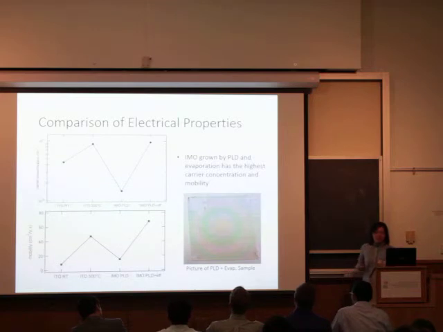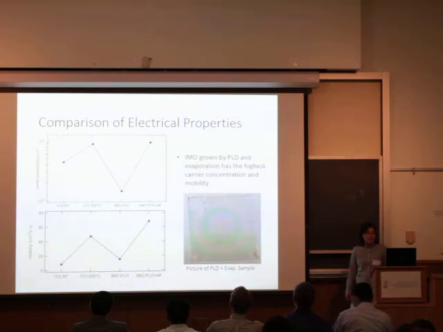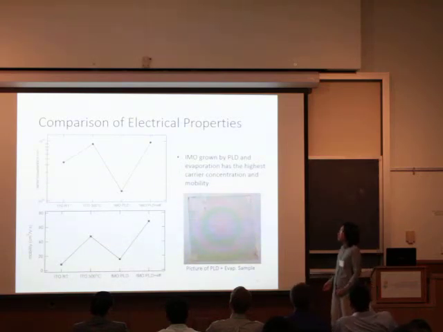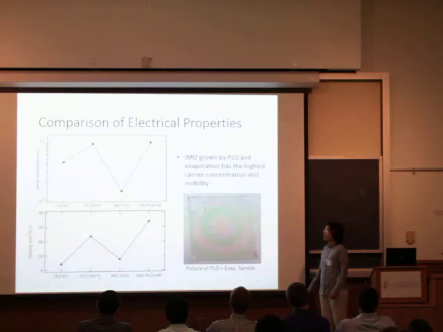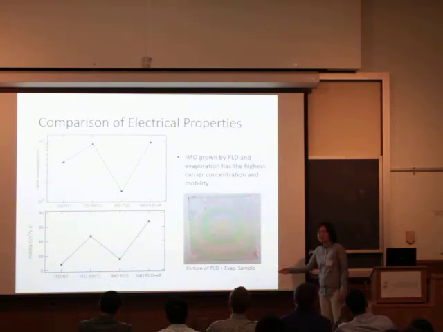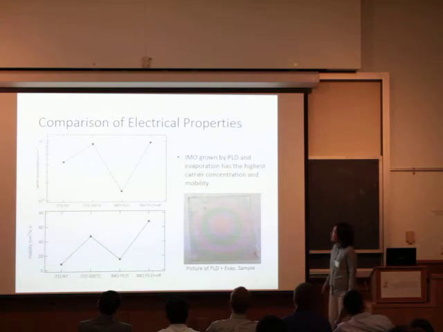So the question is, were we successful? I have the same figures here from earlier, plus the Hall effect results on the right from the sample of IMO that we were able to deposit using PLD and evaporation. As you can see, in both cases, our new sample of IMO grown by PLD and evaporation was vastly able to outstrip anything else from the competition, especially in terms of the mobility, which we were looking for because we wanted to grow a high mobility film.